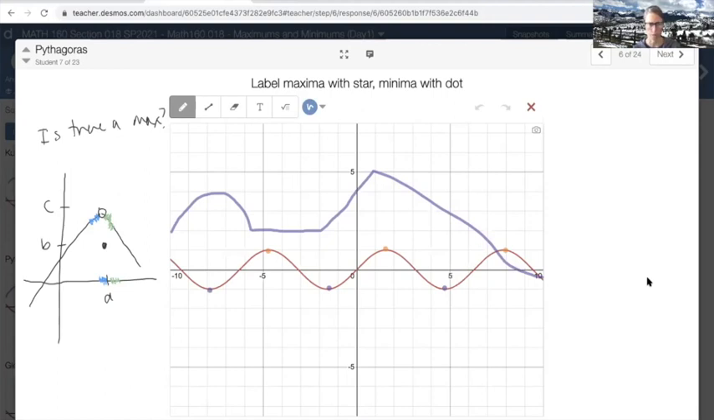What I want to talk about is, is there a maximum? And let's make this game a little more exciting. Instead of having C there, let's give it a number. Let's say that this is the number 4. Is 4 a max?